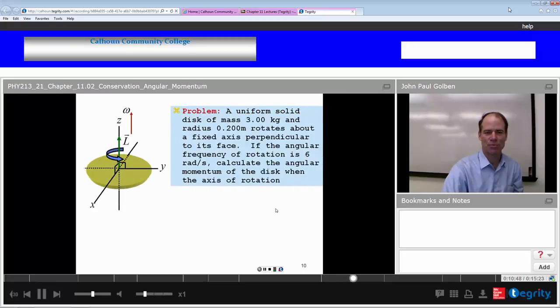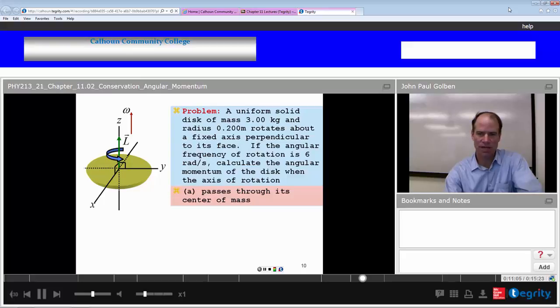Let's try a problem. A uniform solid disk of mass 3 kilograms and radius 0.2 meters rotates about a fixed axis perpendicular to its face. If the angular frequency of the rotation is 6 radians per second, calculate the angular momentum of the disk when the axis of rotation passes through its center of mass.